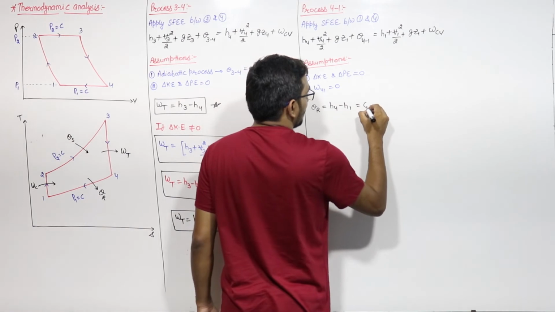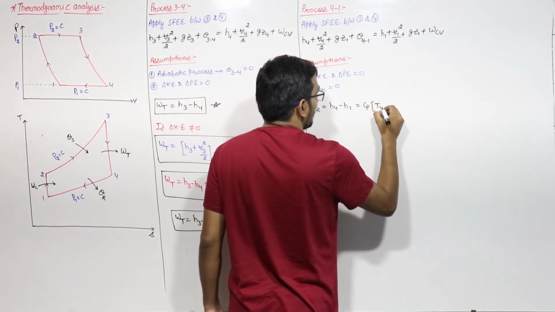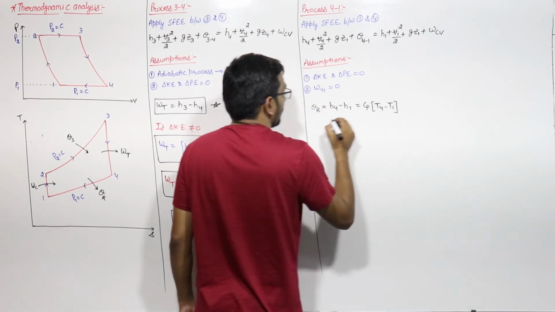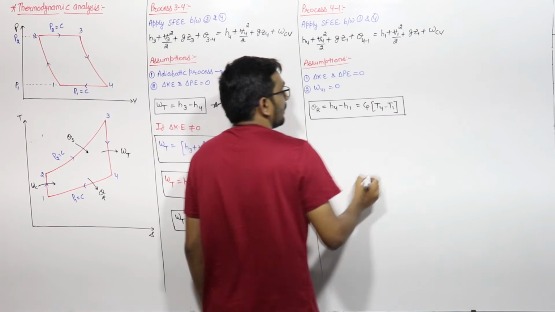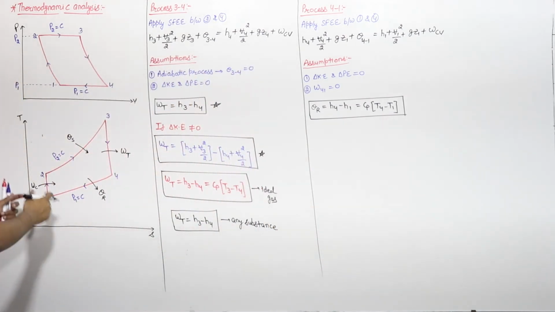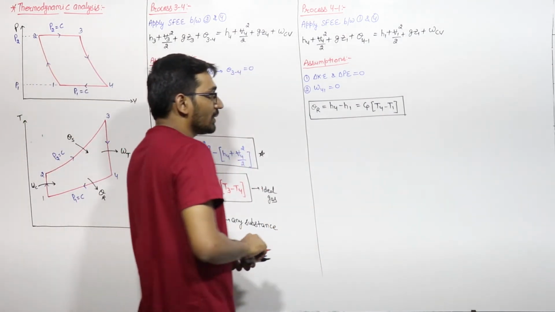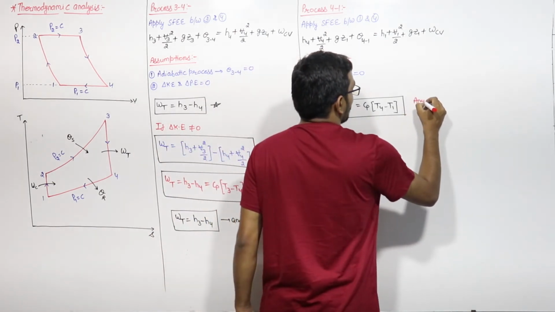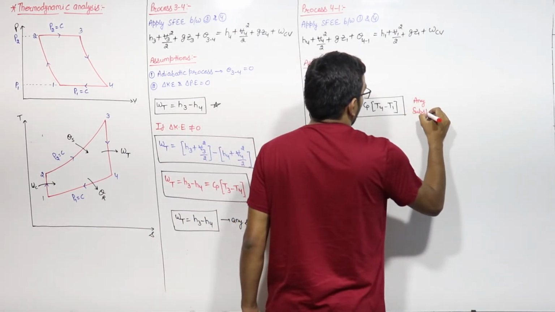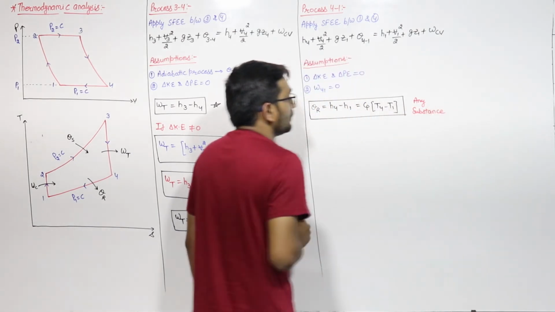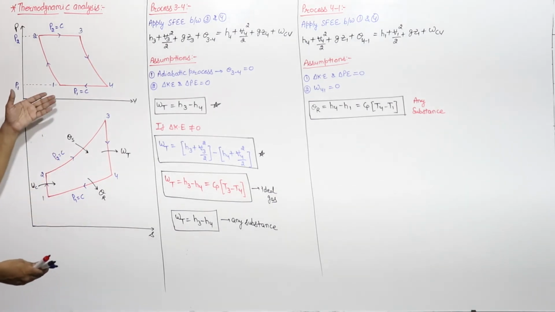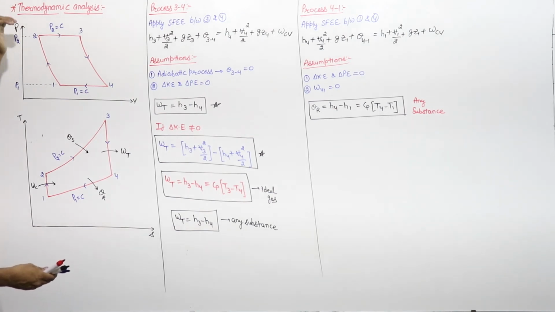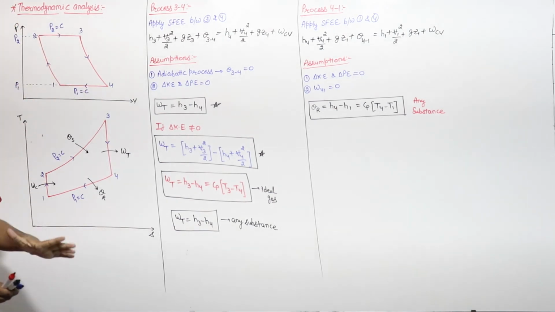And you can write this as Cp into T4 minus T1, right? dH is equal to Cp dT you can write for a constant pressure process. This is a constant pressure process, so you can write this for any substance, whether it is an ideal gas or a real gas. So these are the 4 points which we want to discuss, right? What is the work required by the compressor, work done by the turbine, heat supply and heat rejected, right?